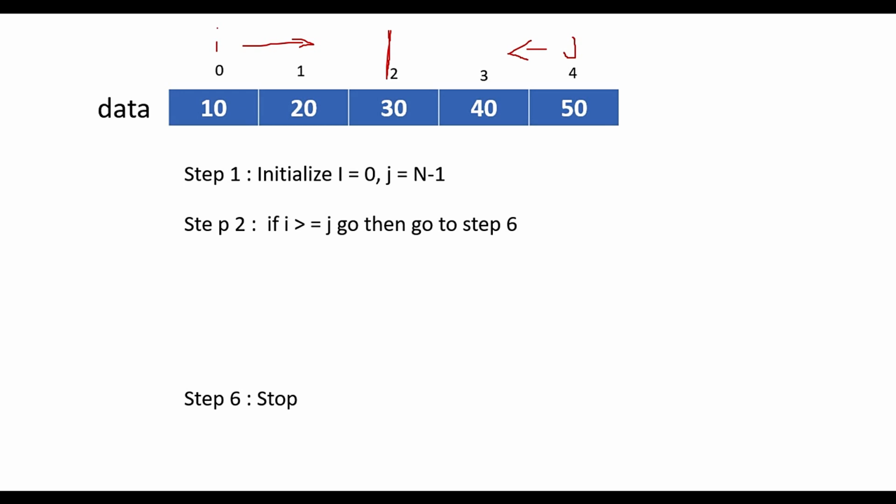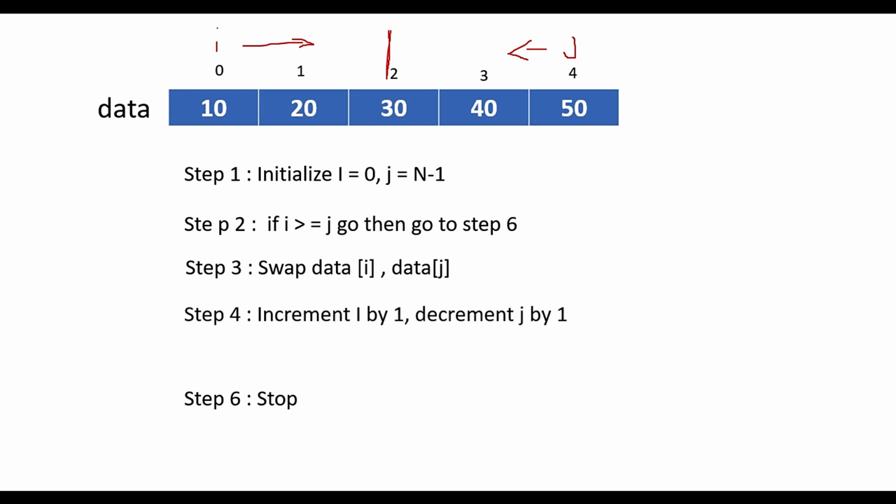Well, if i is less than j, in that case, we'll move ahead and swap data of i with data of j. And once that is done, we'll increment the value of i by 1 so that i moves ahead, and we'll decrement the value of j by 1 so that j moves towards i. And next we'll loop back and again check the condition. So next I will write the program and implement the algorithm.